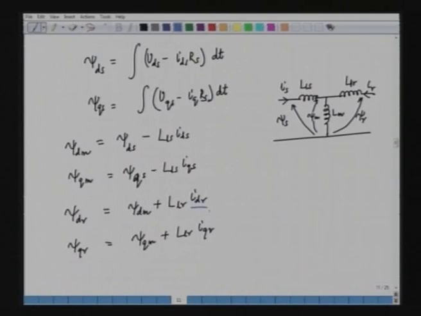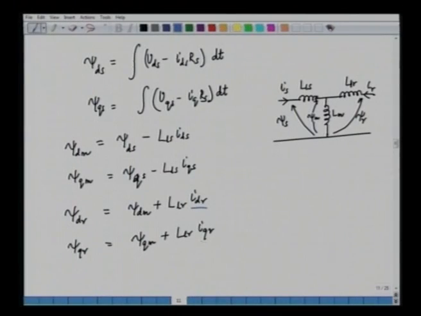Ultimately what we need are psi dr and psi qr, and if we have psi dr and psi qr, we can find out the rotor flux vector angle. To evaluate psi dr and psi qr, the rotor currents are not available to us. We can always measure the stator currents. We can easily find IDS and IQS by measurement, but can we find IDR and IQR? IDR and IQR are not available to us.